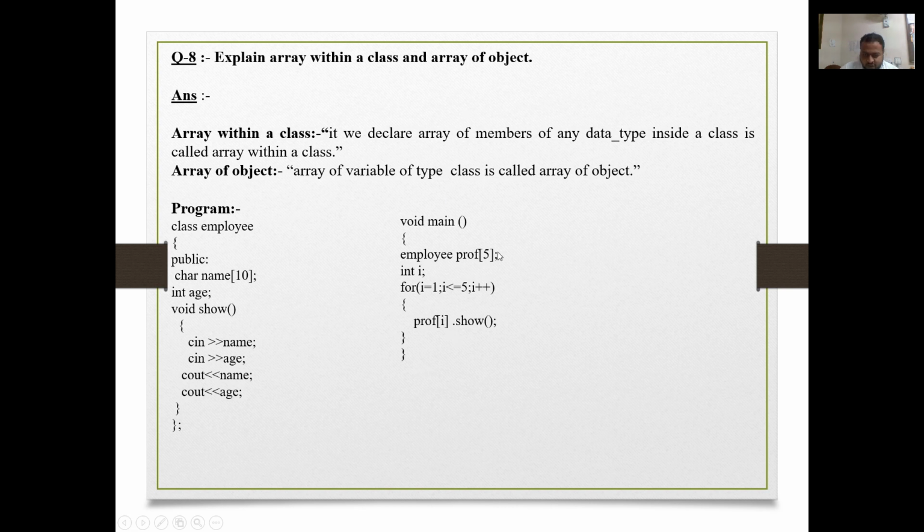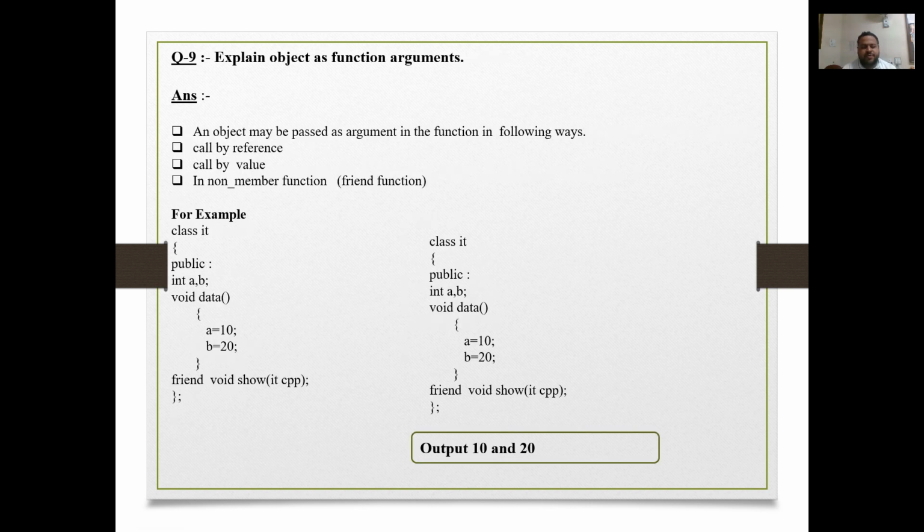Okay, so this is called array of object, okay, and this is called array within a class. It is as simple.